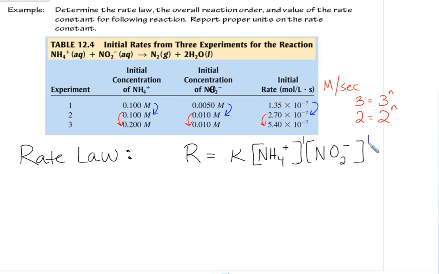Most of it is just plug and chug. You just plug in the concentrations of your reactants. The only thing that you have to get from the data are those orders, or those exponents.